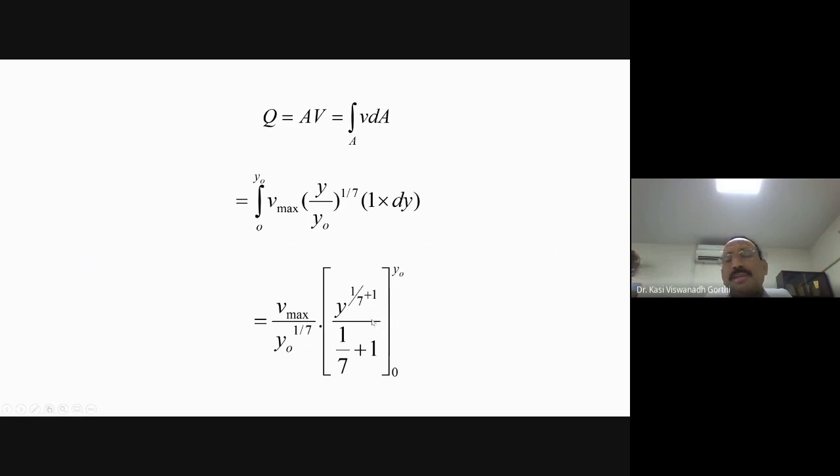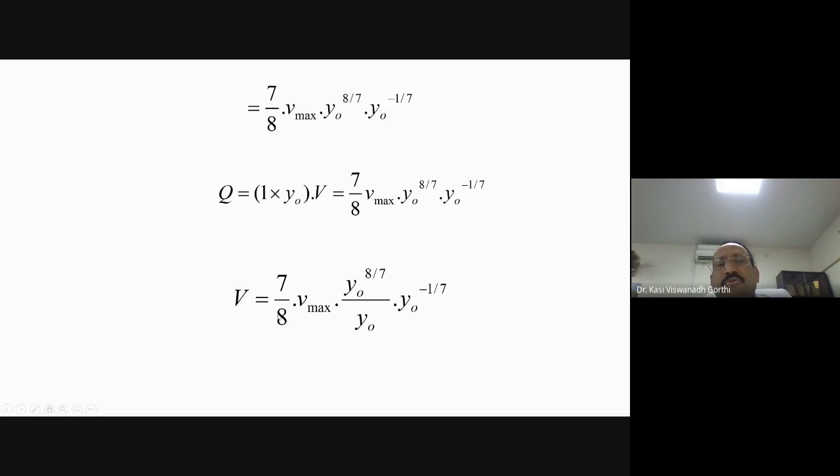x to the power n plus 1 by n plus 1, between the limits of 0 to y0. So you need to apply the upper limit as well as the lower limit of integration. You will be getting y0 to the power 1 by 7 here, and you have 1 by 7 plus 1, that means 1 plus 7 by 7. 1 plus 7 is 8 by 7 in the denominator. So it becomes 7 by 8.